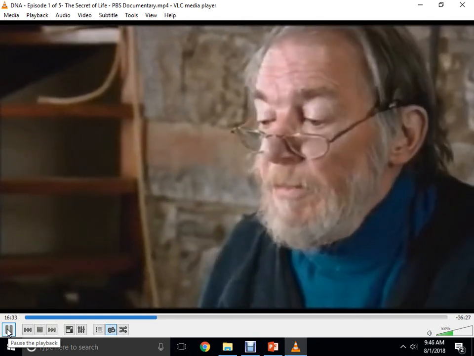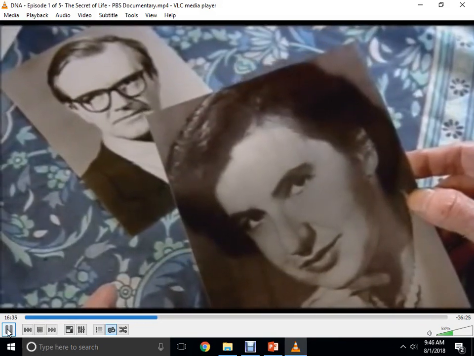I would say that Watson and Crick were number two. And at that time, I would put my money on this crowd.